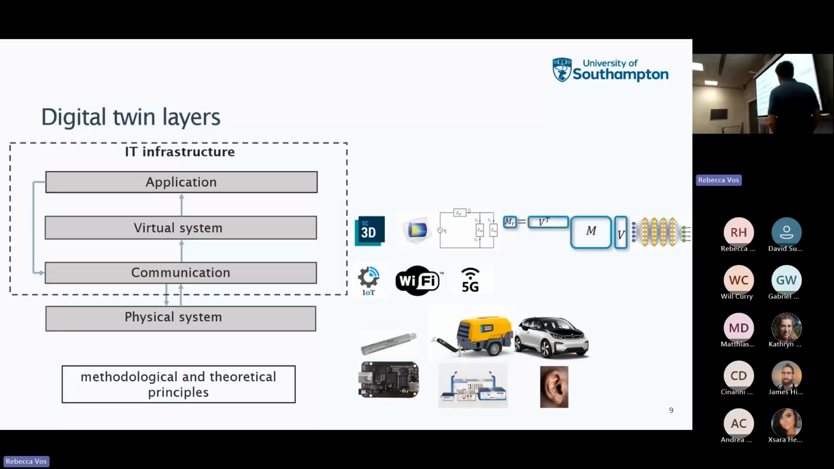Then we have the virtual system itself. This virtual system is what I would see as a model of the physical system, as you can see here. That can be, for example, a finite element model. I will show you some examples of that later. Or it can be some kind of lumped parameter model. And also what I'm putting here is a reduced order model. I will talk to you about reduced order models later.